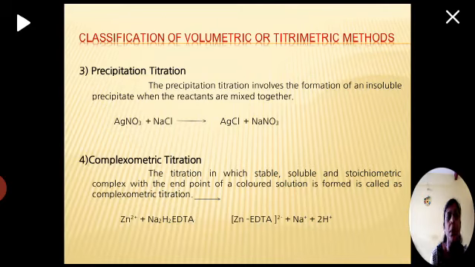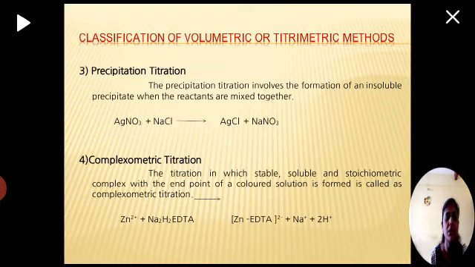Then comes complexometric titration, the titration in which a stable, soluble and stoichiometric complex with the end point of a colored solution is formed, is called complexometric titration. The example is the reaction between zinc ions and the sodium salt of ethylene diamine tetraacetic acid, meaning EDTA, to form the complex with zinc ion.